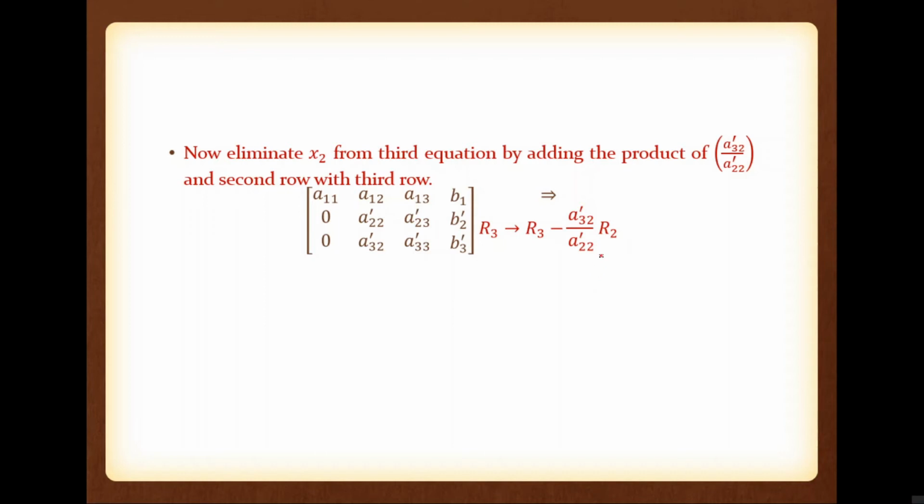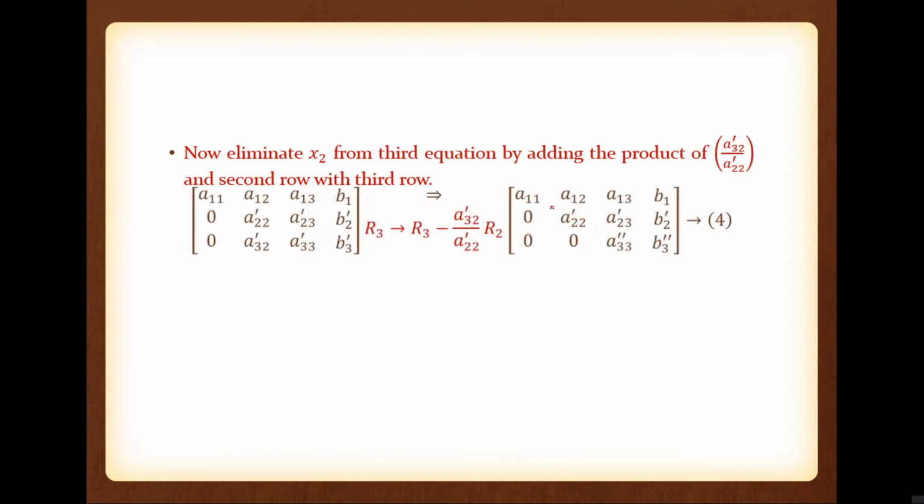So the resultant augmented matrix is, first row is not changed after second elimination. Second row is also not changed. You can see 0, A22 dash, A23 dash, B2 dash. Only the third row is changed. You can see that now this element is 0. Due to this row operation, these remaining elements, that is A33 dash and B3 dash, are modified into A33 double dash and B3 double dash. So this one is the final augmented matrix.